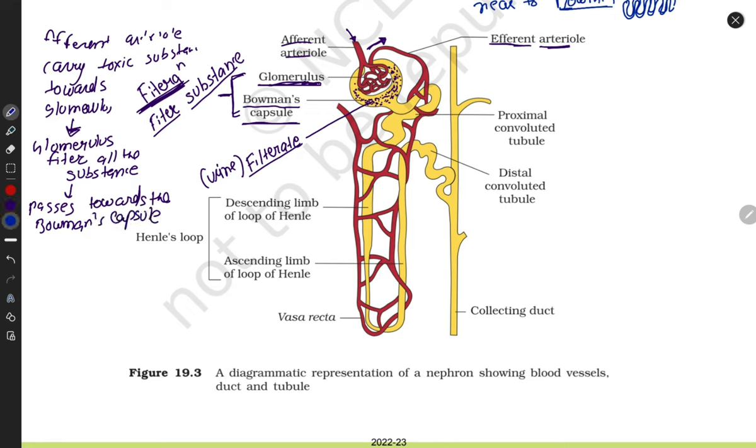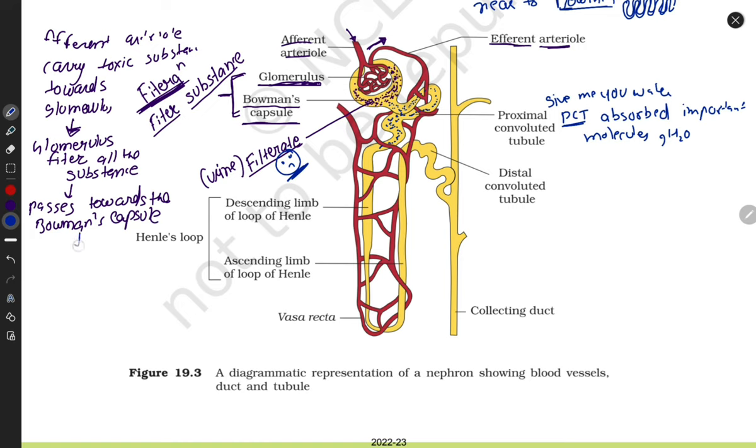Now next, this filtrate, not urine, passes towards the PCT, the proximal convoluted tubule, and the PCT layers stop it. What are you doing here? The filtrate says, I'm here for secretion. Then the PCT says, give me your water. The filtrate says, okay, take my water. So the PCT absorbs important molecules, water, and other substances.